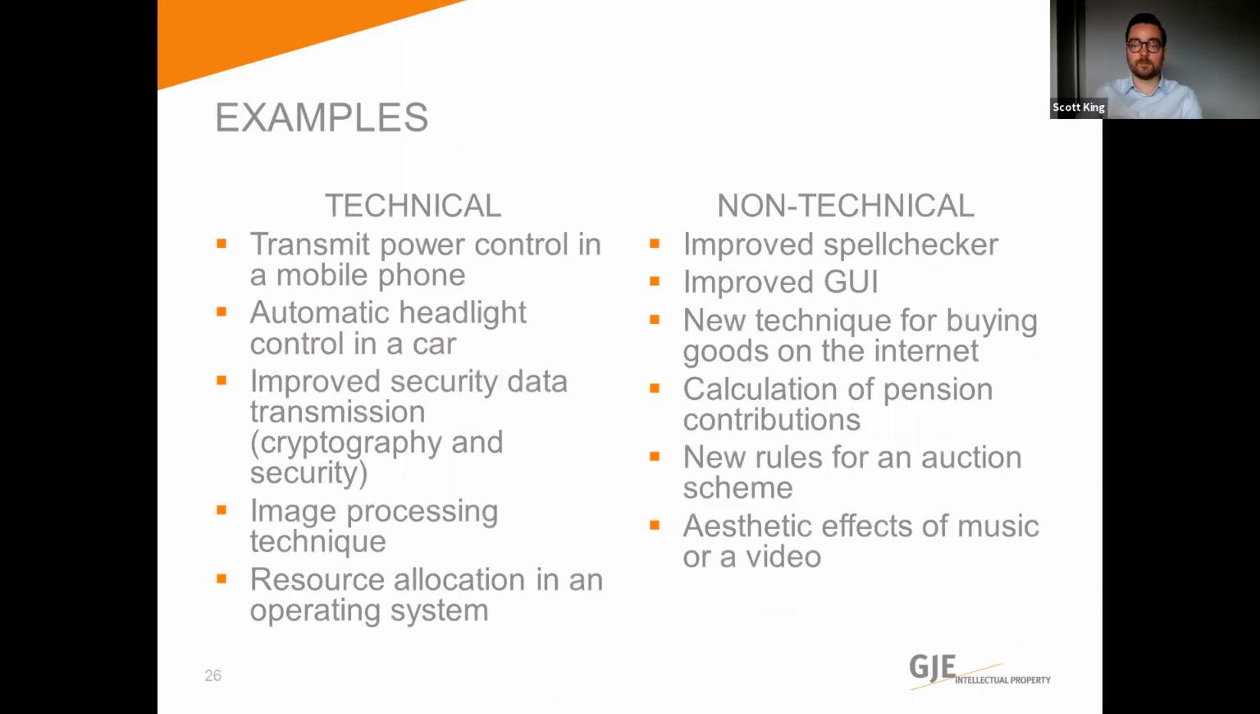So here is the list of the examples that we've just looked at, and a couple more examples of technical and non-technical innovations. A couple more examples of technical innovations are automatic headlights in a car, so a piece of software that controls a headlight being turned on automatically, such as in low light. Cryptography and security of data transmission is also deemed to be technical. On the non-technical side, improving the graphical user interface is deemed to be non-technical. And calculating pension contributions is also not technical. It's a financial problem, which is an artificial man-made concept.